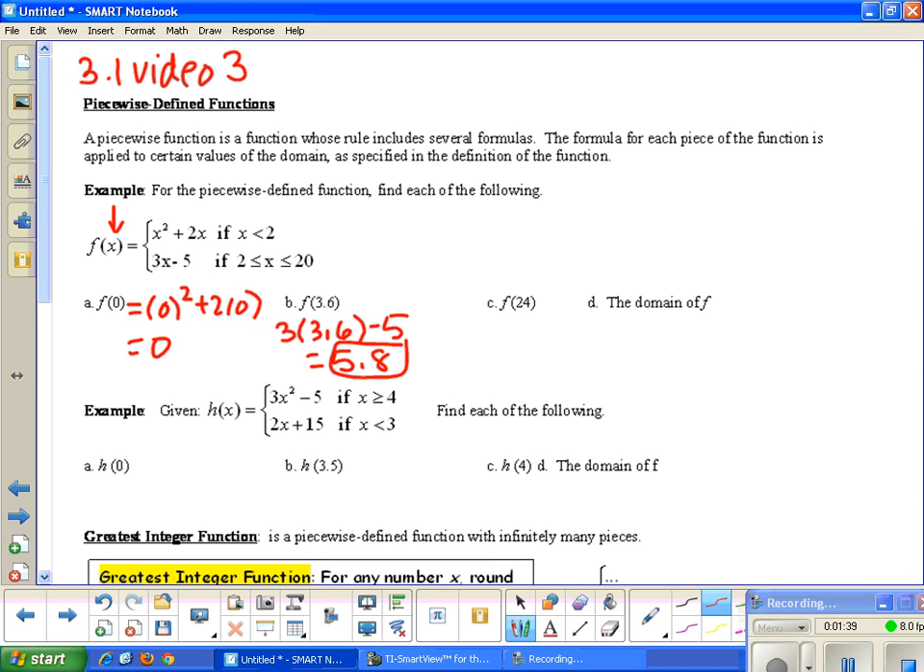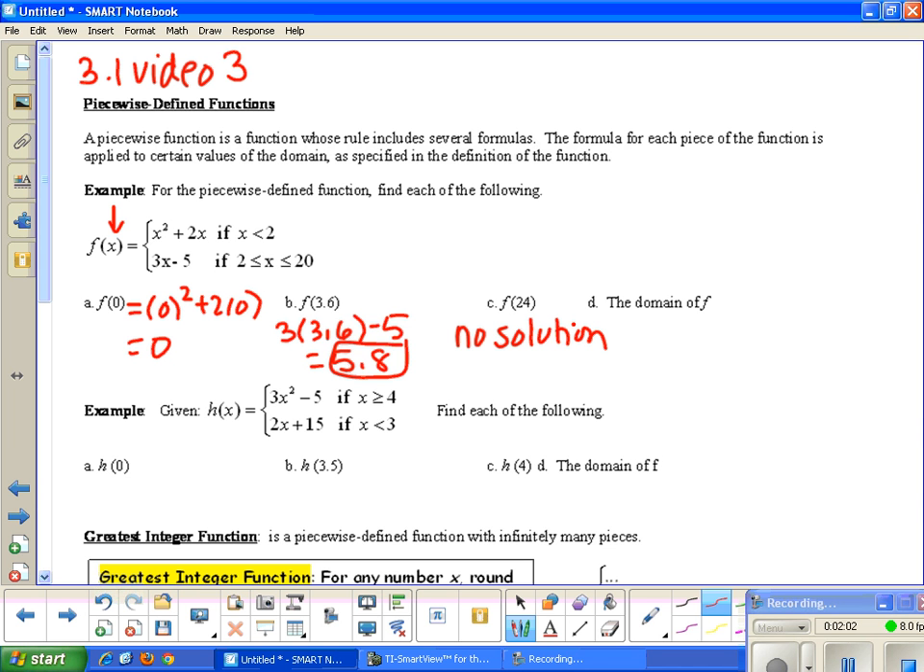For the next one, 24: if you look, 24 doesn't fit in the top equation because it's not less than 2. It also does not fit into the bottom equation because it is not in between 2 and 20. Therefore, f of 24 is not on a graph if we were to graph this out. So this would be not defined or no solution.